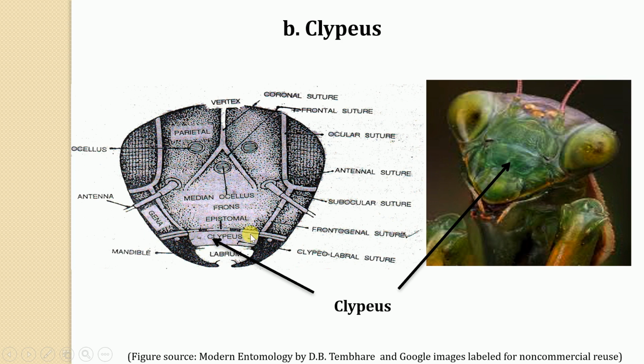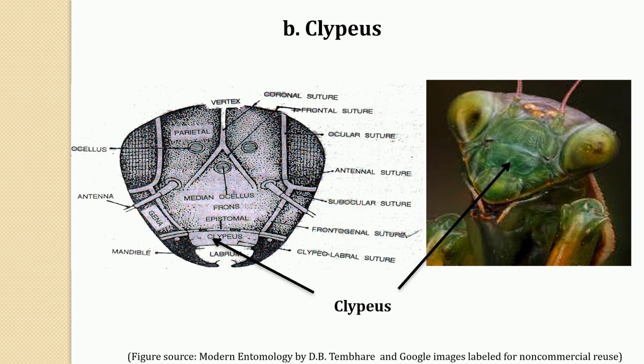The posterior part of the clypeus is referred to as the post-clypeus, while the anterior part of the clypeus is known as the anteclypeus. Now keep in mind, this anteclypeus and post-clypeus are present only when there is a transverse suture at the median area of the clypeal region. Both these parts, the post-clypeus and the anteclypeus, are well evident in the house cricket.